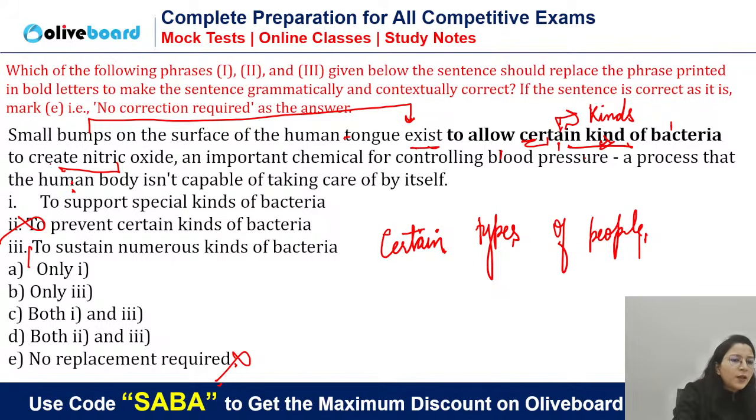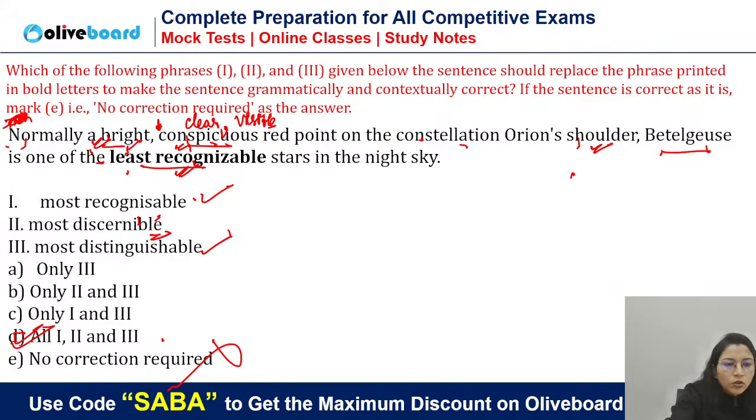Now, when something is creating, okay, to create nitric oxide, it means prevent will not go. It is absolutely correct, certain kinds of bacteria, but the word prevent will not go. So to support special kinds of bacteria, to sustain numerous kinds of bacteria, both will go. The answer will be 1 and third. Both, the answer is C. Did you get the point? Is it clear to everyone? Chalo, one word, discernible is also the synonym of recognizable.